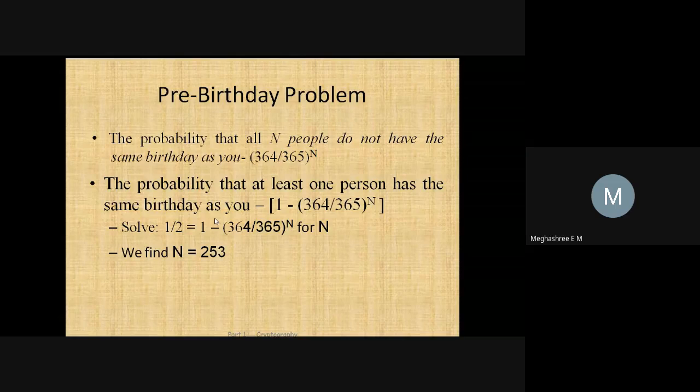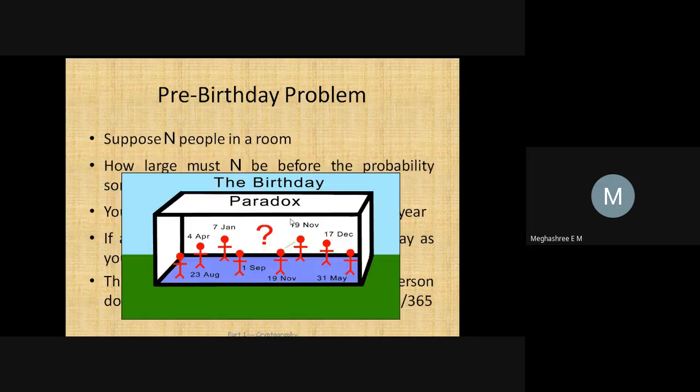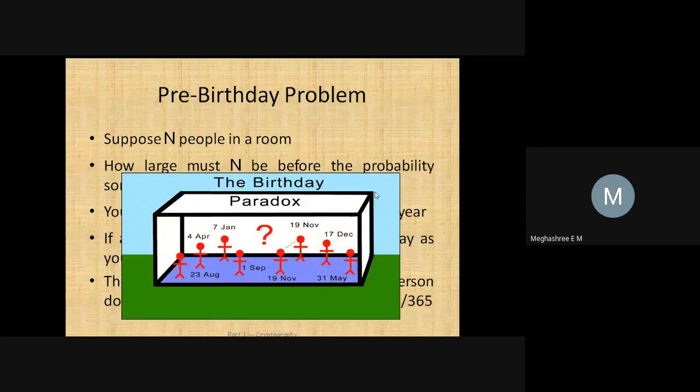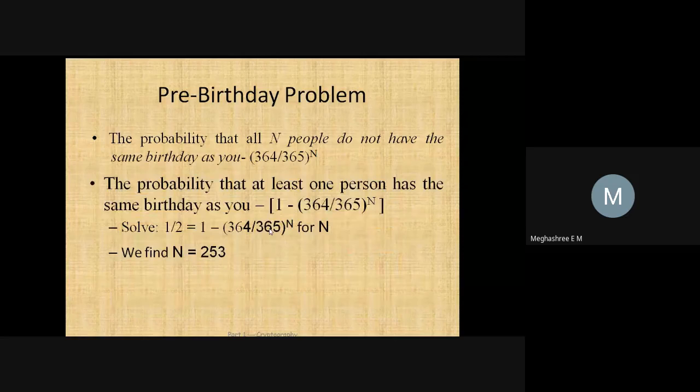So I'll equate this equation with 1 divided by 2. Why 1 divided by 2? I just want to find the probability of a 50% chance, right? That's why I'll equate this equation with 1 divided by 2, so that you can find the value for n. After solving this equation, you will end up with the value 253 for n. I hope this is clear.